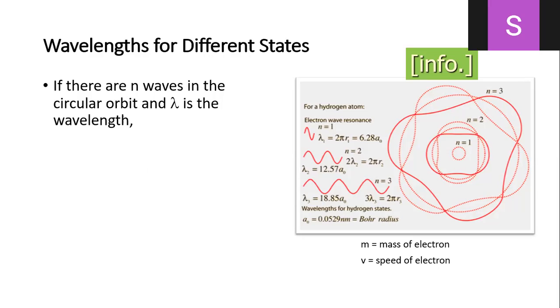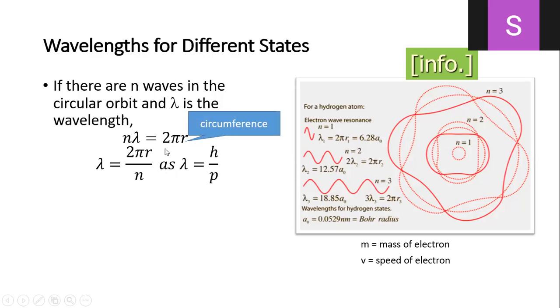If there are n waves in the circular orbit and λ is the wavelength, then the full wavelength, n times lambda, is your circumference, 2πr, in a circular orbit. Then we can rewrite that. Then de Broglie's equation: lambda equals h over p, where p is momentum, so it's mv.